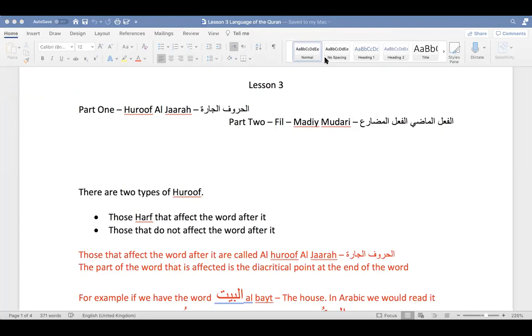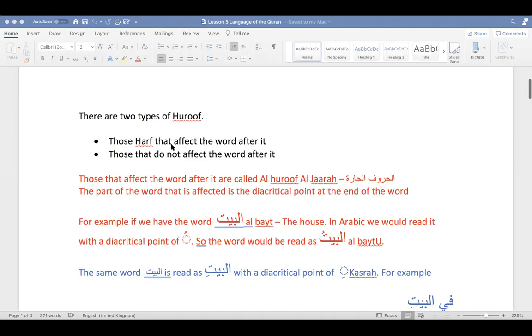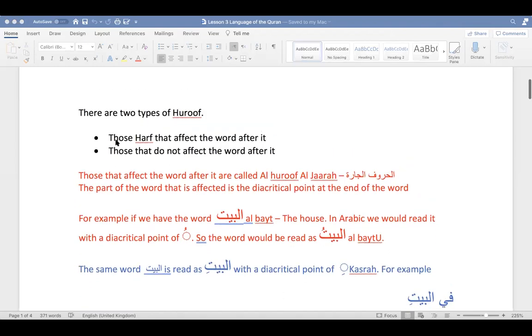Bismillahir Rahmanir Rahim. Part 1, Huruful Jarra, and the Fi'l Mudari and the Fi'l Madi. First of all, I want to start the lesson by saying that there are two types of huruf, and these huruf affect the word after it. So how many types of huruf are there? You would know there are two, and there are those that affect the word after it. Does anybody know what I mean by those harf that affect the word after it?